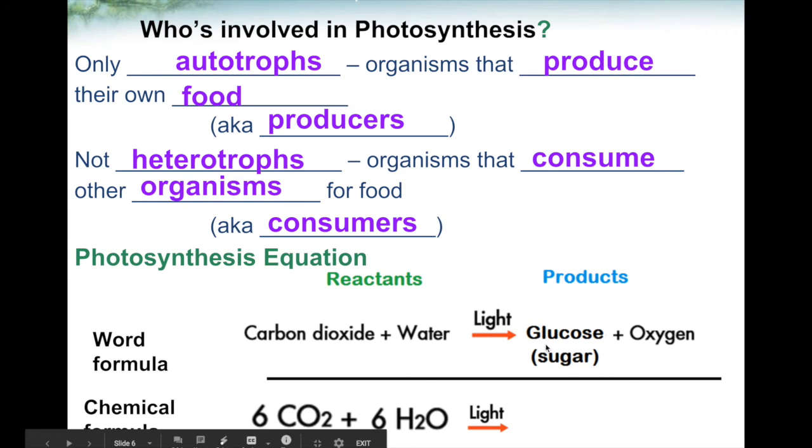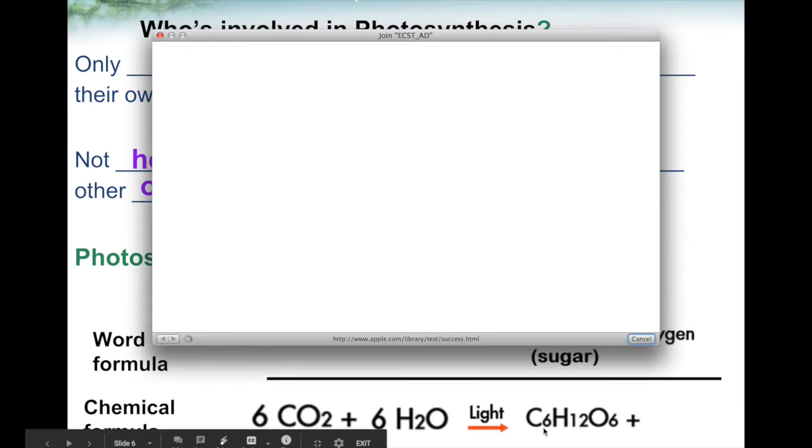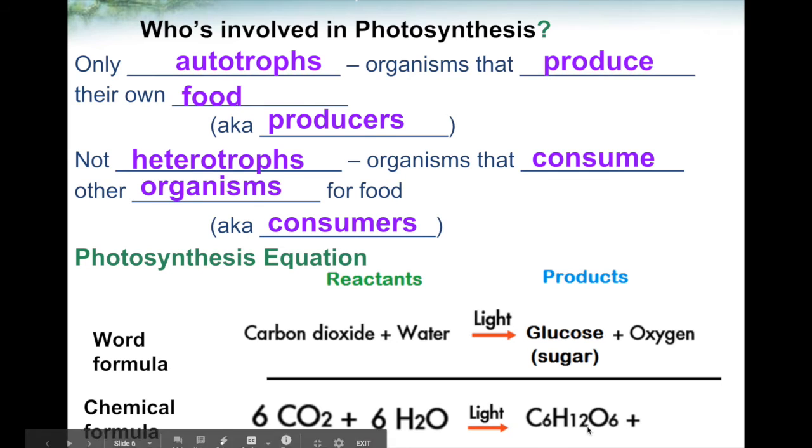What does a producer make? It makes something called glucose, which is a type of sugar. So this means it has 6 carbon atoms, 12 hydrogen atoms, and 6 oxygen atoms. We put them all together, and that makes 1 glucose molecule. What else is needed? We need oxygen molecules, and in order to make that, you need 2 oxygen atoms put together, but we need 6 of them. We need 6 oxygen molecules.